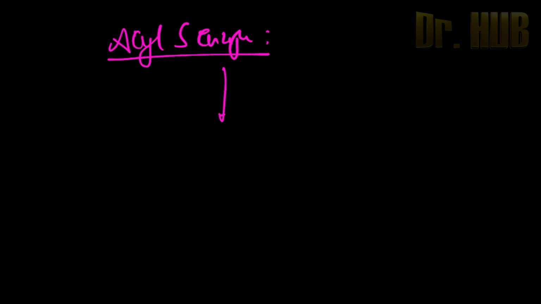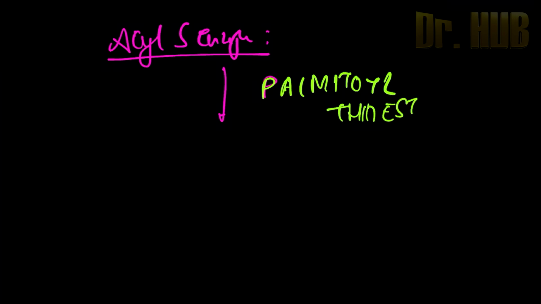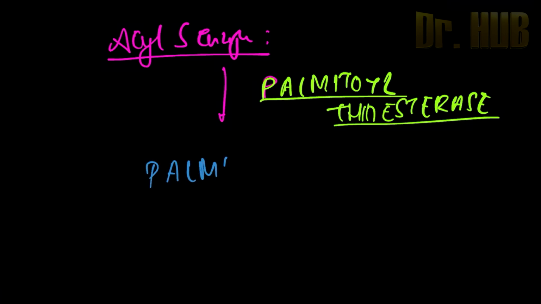After the formation of acyl S enzyme, in presence of the palmitoyl thioesterase, what is formed? It will be the palmitate. Palmitate is what is formed.